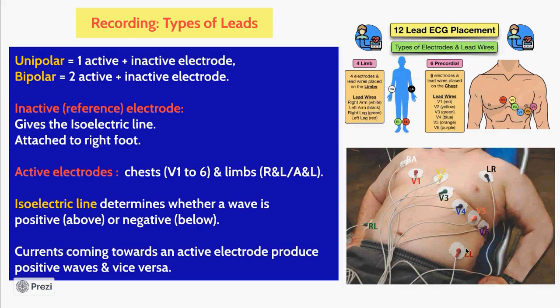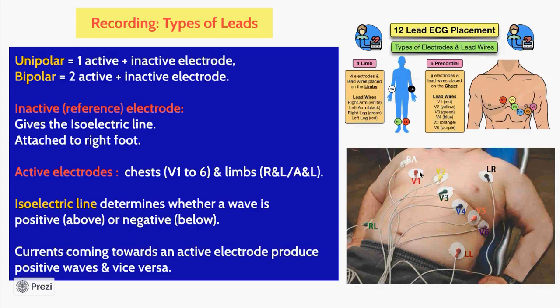The 4 limb electrodes are named after the limbs: right arm, left arm, left leg, right leg. The 6 chest electrodes are named V1 to V6. V1 is put in the second intercostal space, just right to the sternum. The second intercostal space is known by the angle of Louis, or sternal angle.